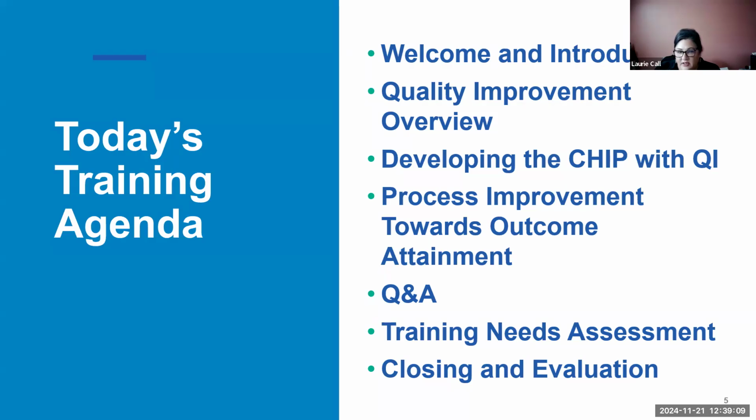We'll spend time talking about using those two tools within your CHIP as you plan and as you try to improve that. And then we'll talk a little bit about process improvement, which QI is really focused on towards outcome attainment. So I want to differentiate between process measures and outcome measures and help you think about how to select the best process measures, because that's how we really know when to apply QI instead of waiting 5 years down the road to see that we didn't attain our outcomes.